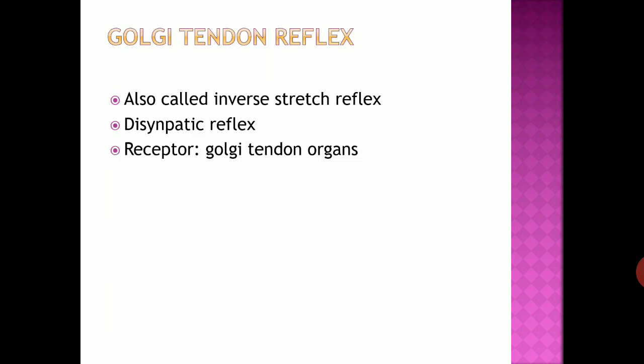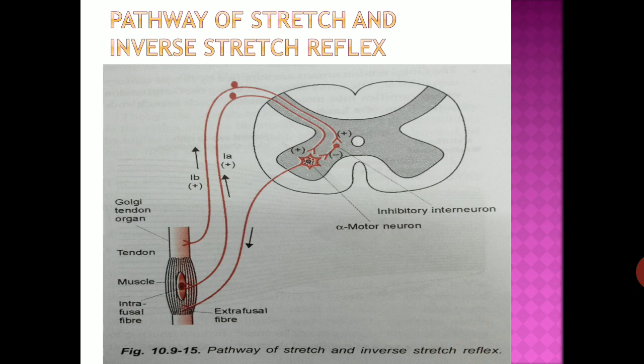Now, what is the Golgi tendon reflex? It is also known as the inverse stretch reflex. It is a disynaptic reflex, and the receptor for this reflex is the Golgi tendon organ. So when muscle contracts, muscle tension increases, and the Golgi tendon organ detects this tension and sends impulses through 1B fibers. In this figure you can see this is the muscle.